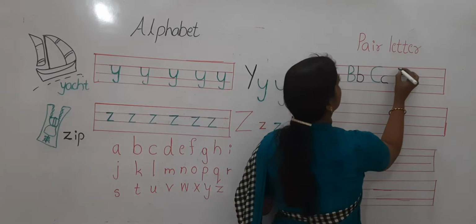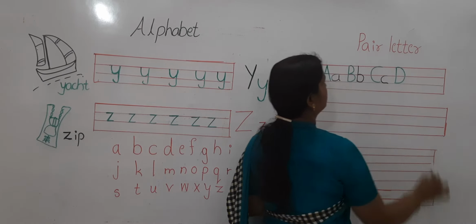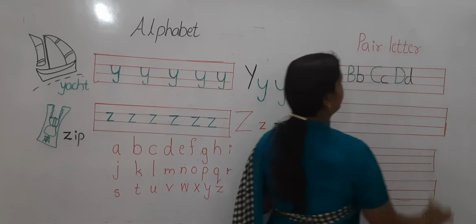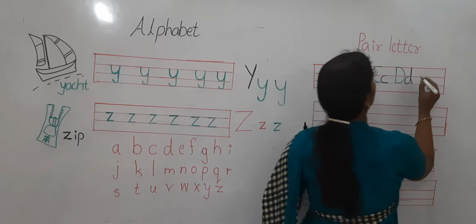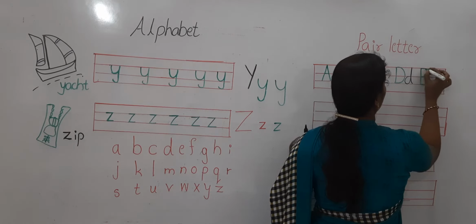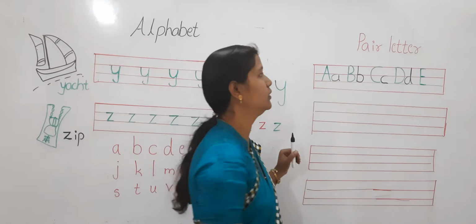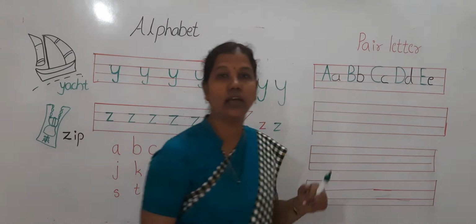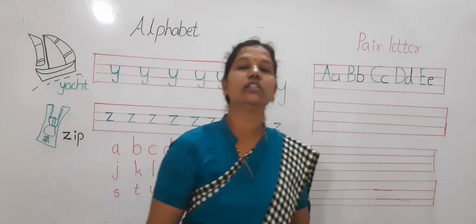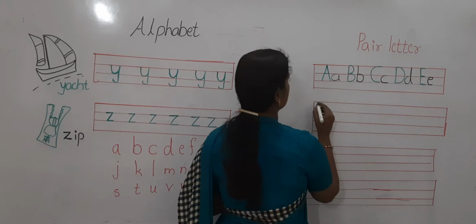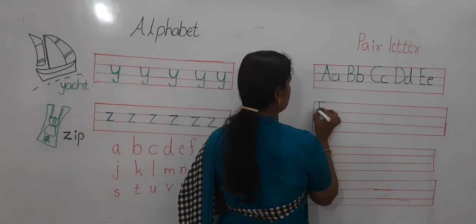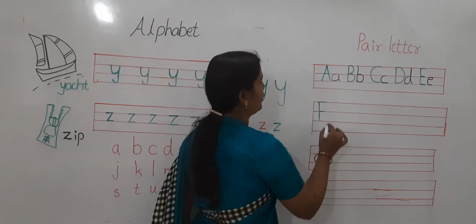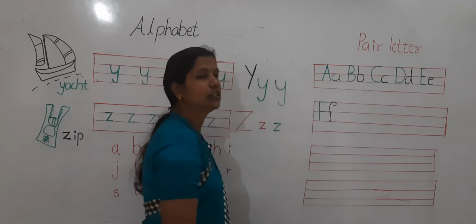Yes, children. Letter D. Capital letter D. And then this is small letter D. How the? Yes. Then letter D after letter E. Small letter E. Yes. Then capital letter E and then small letter E. This is capital letter E and this one small letter E. Letter E after letter F. This is small letter F. Yes, children. This is capital letter F and this one small letter F. Small letter F.